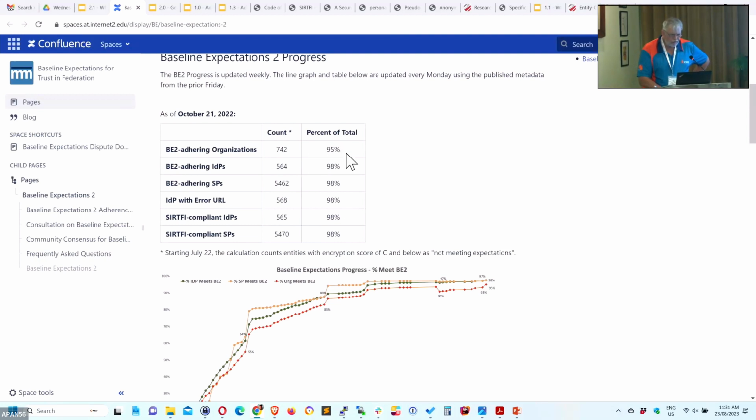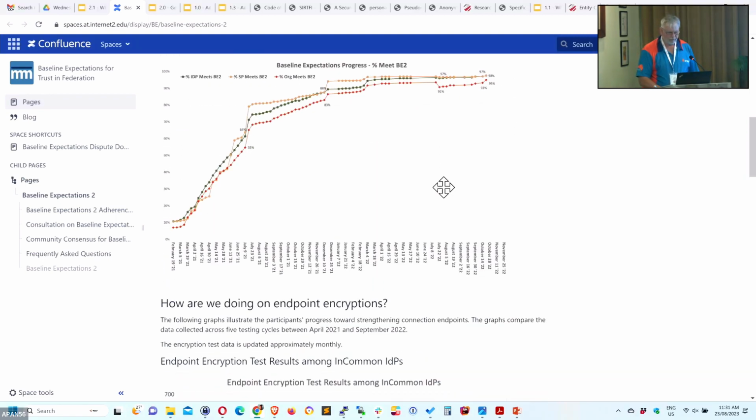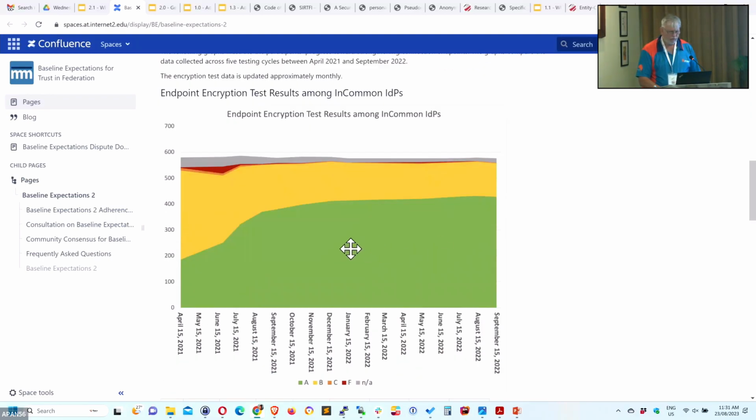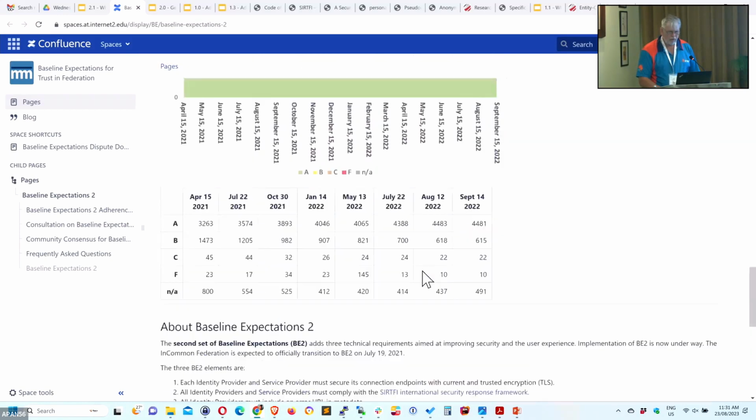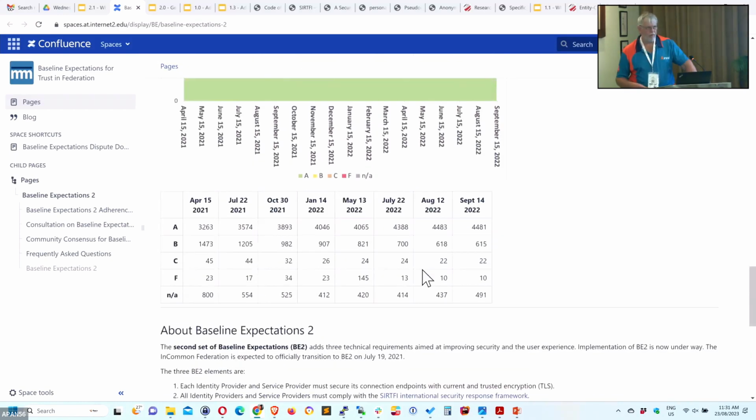So at the moment, they have 95% of organizations adhering to it, 98% of their IDPs, 98% of their service providers. That's a pretty good number. IDPs with URLs, 98%. Again, 98% seems to be the big number here for certified compliant IDPs and SPs. So they've done a lot of work to make sure all of their IDPs, or as many as they can get done, are meeting those requirements. And they've got some other pretty graphs, again showing that uptake. This is useful to know how far along the path you have got to go and how far you've actually proceeded.